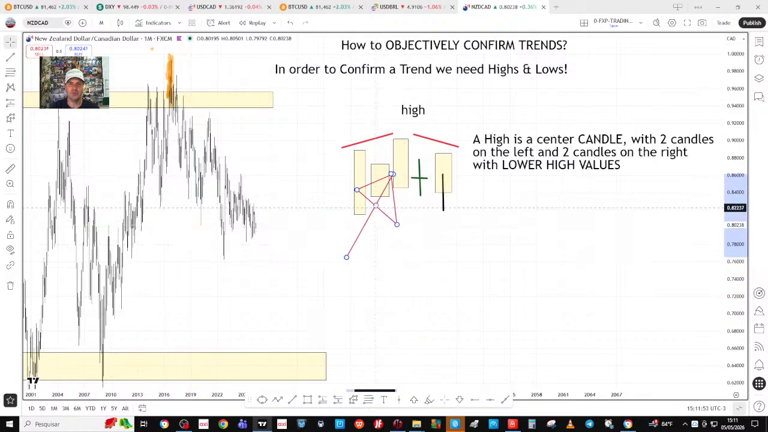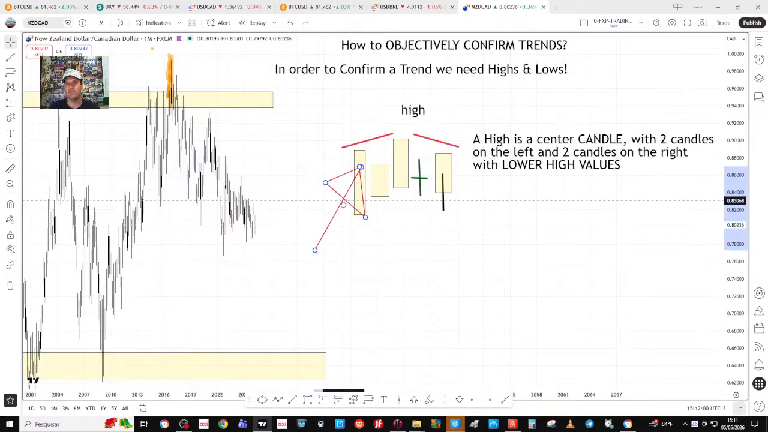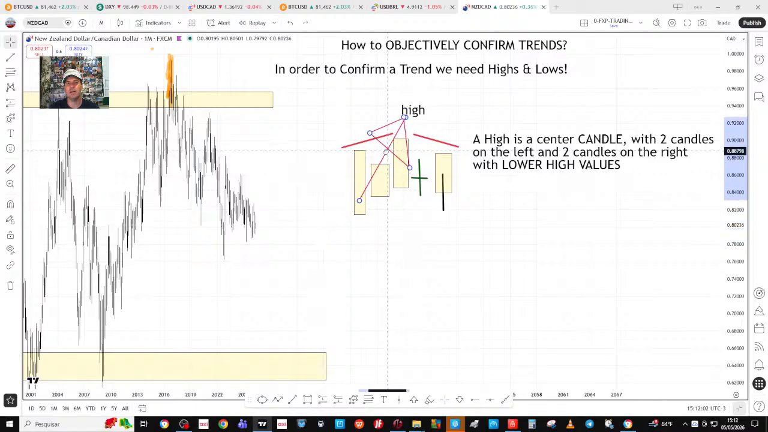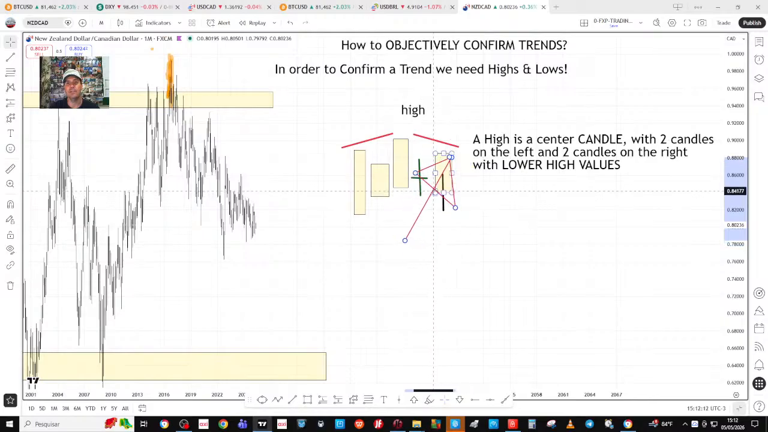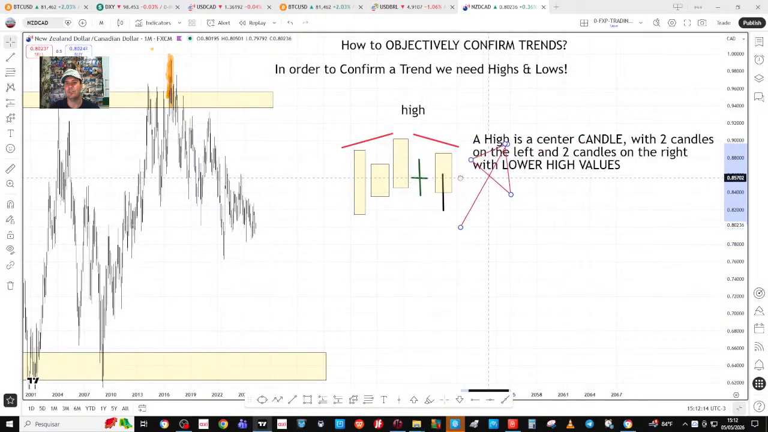James, don't confuse apples with bananas. Okay, everybody? A student comes along and says, this is not a high. Why not? Oh, because this candle is higher than this candle. There are no rules like that. Or, oh, this is not a high. Why not? Because this is a doji. The only rule that states a high is a center candle with two candles on the left and two candles on the right with lower high values.